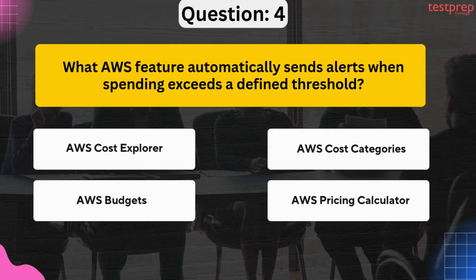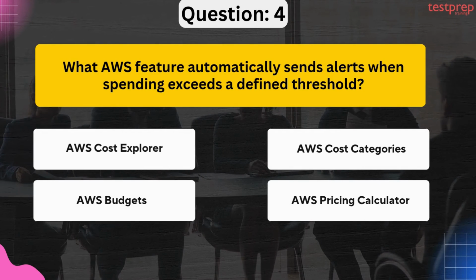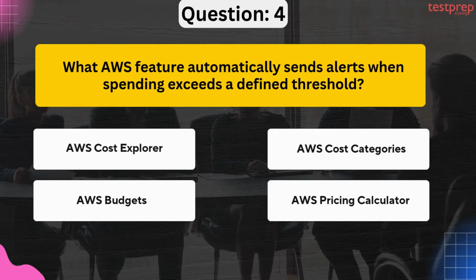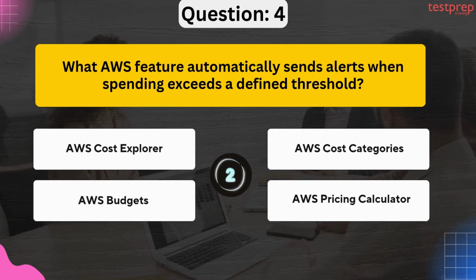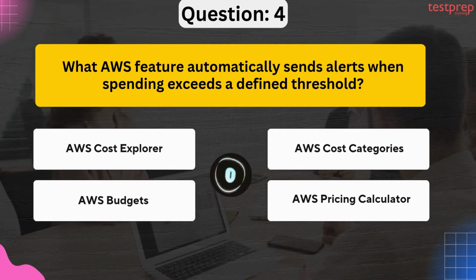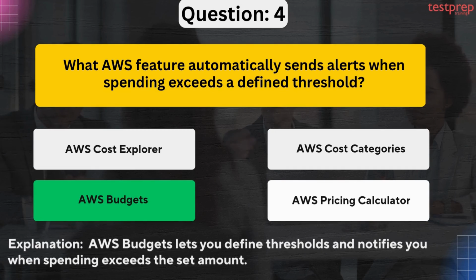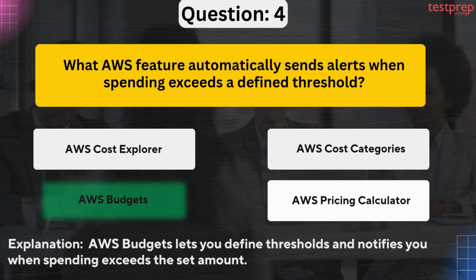Question 4. What AWS feature automatically sends alerts when spending exceeds a defined threshold? The correct answer is AWS Budgets. AWS Budgets lets you define thresholds and notifies you when spending exceeds the set amount.